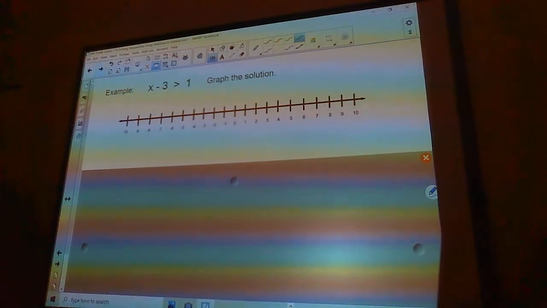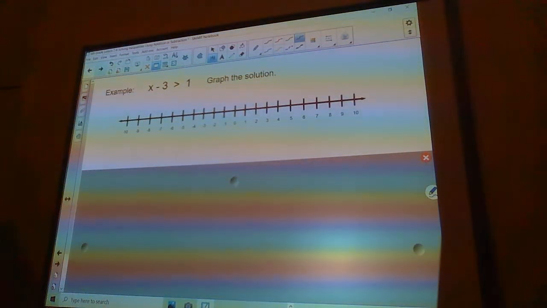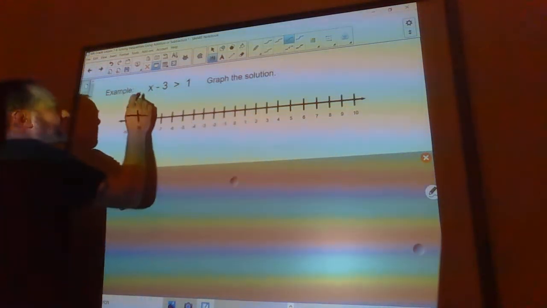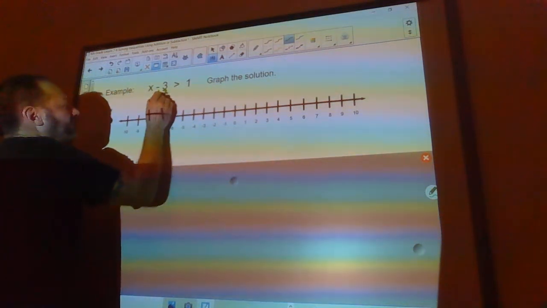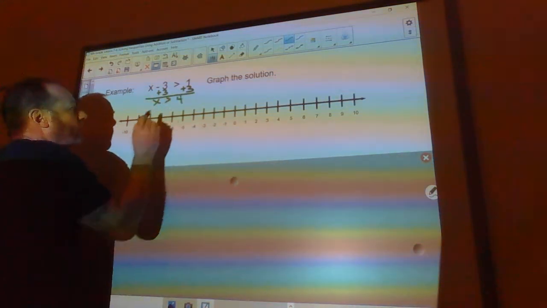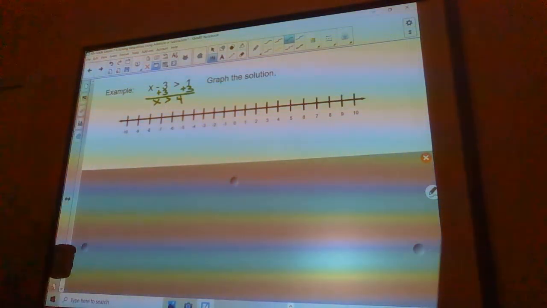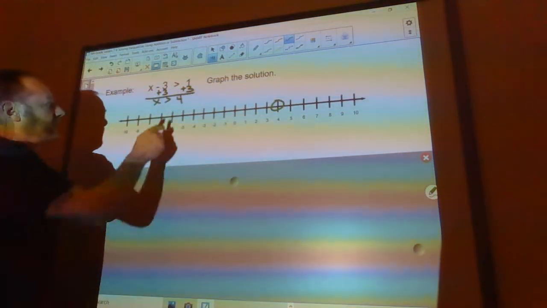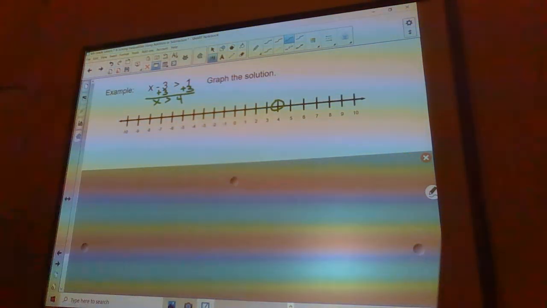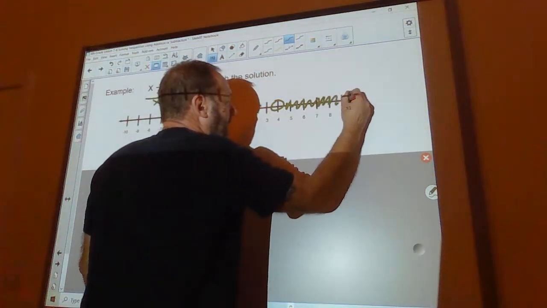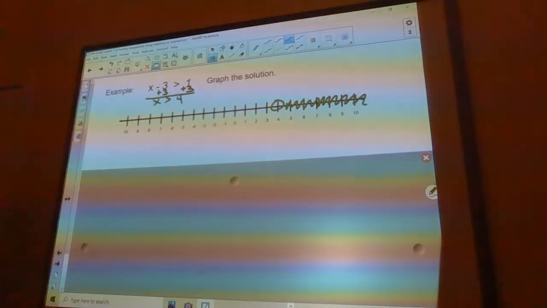Okay, so x minus 3 is greater than 1, graph the solution. So the first thing I need to do is solve it. So on this one I'm going to add 3 to both sides. And I'm going to get x is greater than 4. Okay, so now I'm going to graph that. I'm going to go to 4. I get an open circle because it's greater than, it's not greater than or equal to. And I'm going to shade the greater than side. That's going to be to the right. And there we go, and we're done.